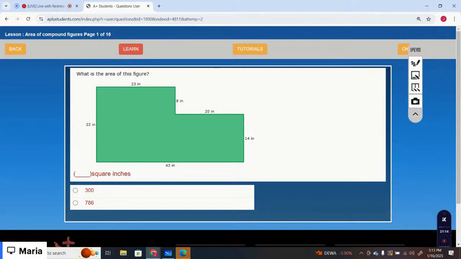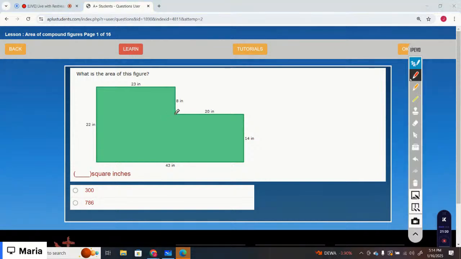What is the area of this figure? So divide the figure into two smaller figures. This is 22, this is 23. So then that is also 23 and that one is 22. So you have to do 22 times 23. 22 times 23 is 506.